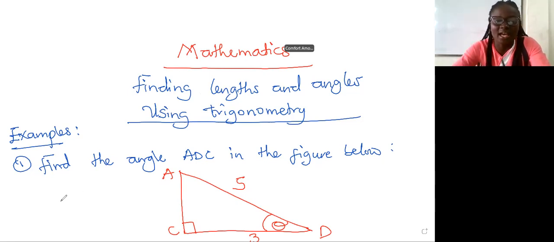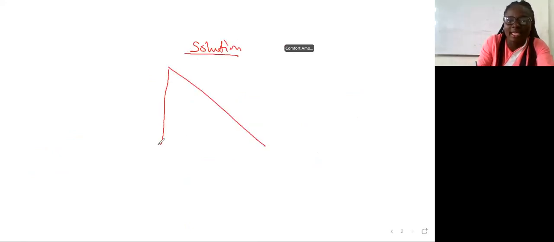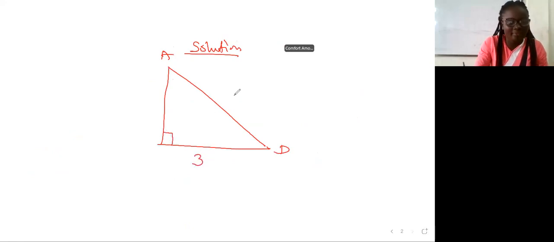The first question I have here is find the angle ADC. The angle falls on D in the figure below. So with this one, that is our diagram. Angle ADC, and it is a right angle triangle. So we have 3 here and we have 5 here, and the angle is on D.